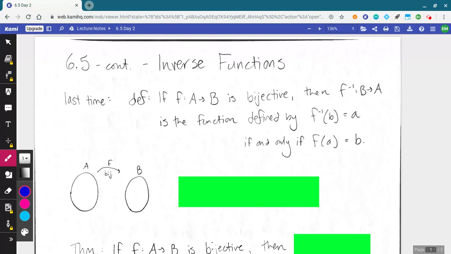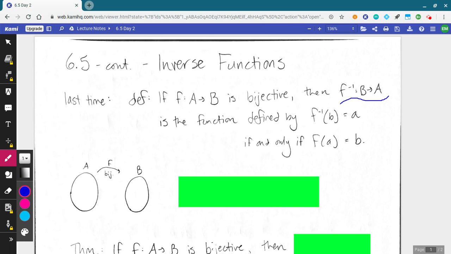Last time we saw that a function has an inverse function, right? That reversing the arrows gives us a function if and only if our function is bijective. And so then if our function is bijective, then our inverse function f inverse is defined by the following rule, that f inverse of little b is a, if and only if f of a equals b. All right, so if we know that f of a equals b, then that tells us that f inverse of b is a, and vice versa. If we know that f inverse of b is a, then we know that f of a equals b.